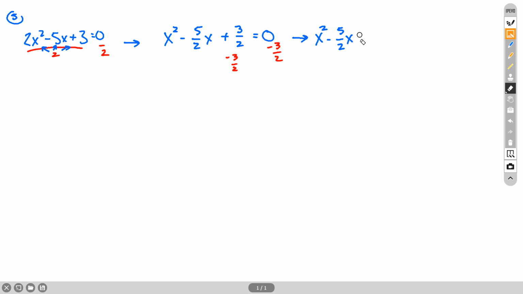So on the left side, I have x squared minus 5 over 2x. On the right side, I have negative 3 over 2. And now I need to complete the square. Half of negative 5 over 2 is negative 5 over 4. And negative 5 over 4 squared is 5 squared is 25, 4 squared is 16. So to complete the square would require adding, sorry, I should have done that in a different color, 25 over 16.